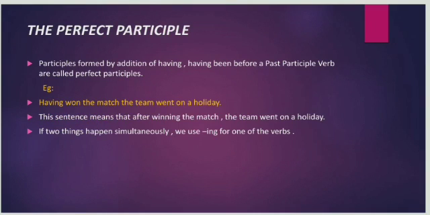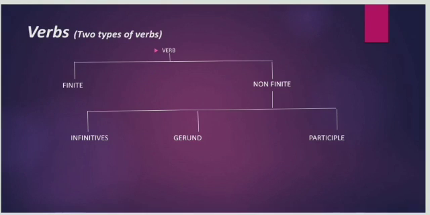So let us revise the three main types. Verbs are of two types: finite and non-finite. Finite verbs are limited by number and time. Non-finite verbs are not limited by time and person. Non-finite verbs are further divided into three parts: infinitives, gerund and participle. So I think it is clear.